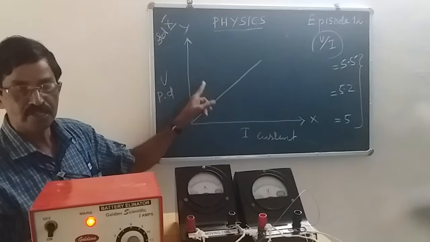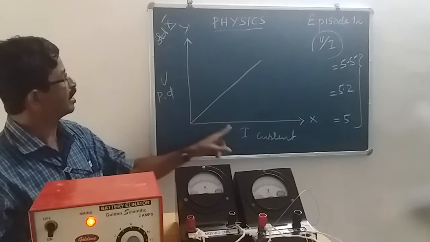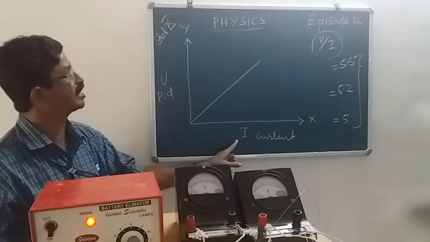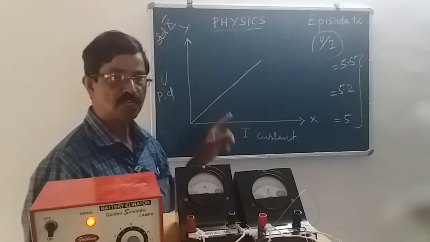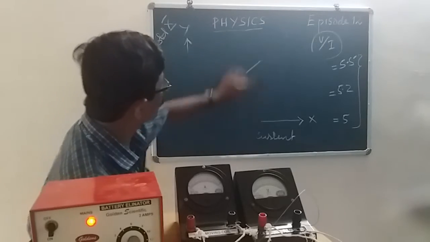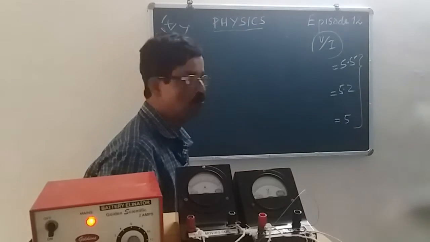The V by I graph is a straight line. That means with voltage along the y-axis and current along the x-axis, we get a straight line graph. This was observed by George Simon Ohm, and so this is called Ohm's law.